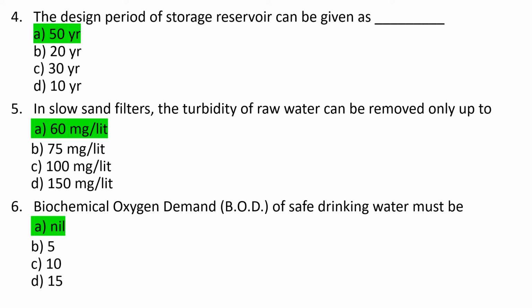Question number 5. In slow sand filter, the turbidity of raw water can be removed only up to, we have got 4 options. A, 60 mg per liter, B, 75 mg per liter, C, 100 mg per liter, and D, 150 mg per liter. The correct answer from these options is 60 mg per liter. So in slow sand filters, turbidity can only be removed up to 60 mg per liter.